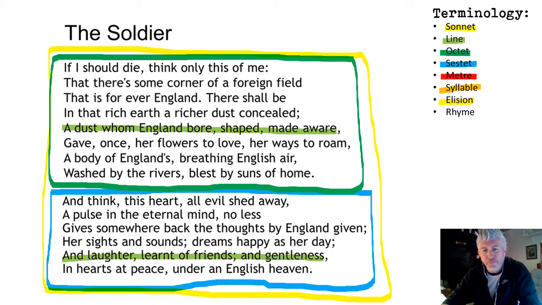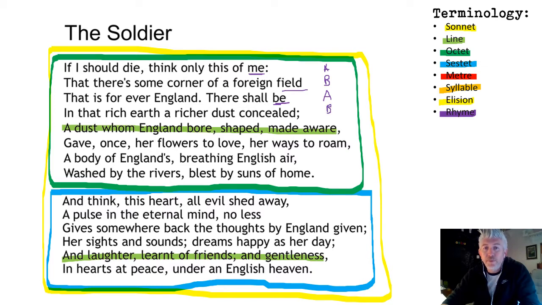And finally, we've got rhyme, and rhyme I think is probably the thing that stands out most when it comes to poetry. Rhyme is all about the last sounds in each line. In this poem, we have words like 'me' here. Me rhymes with 'be', so that goes A underneath there. But 'field' doesn't rhyme with 'me', so that's B. 'Concealed' rhymes with 'field', so that's another B.